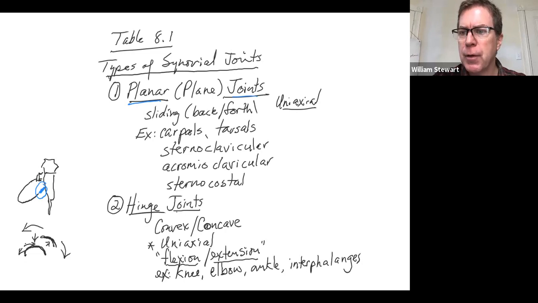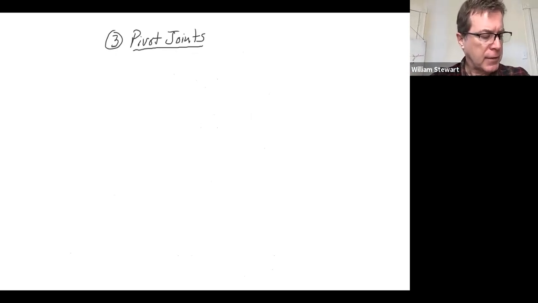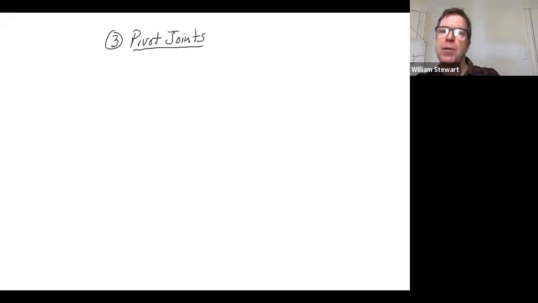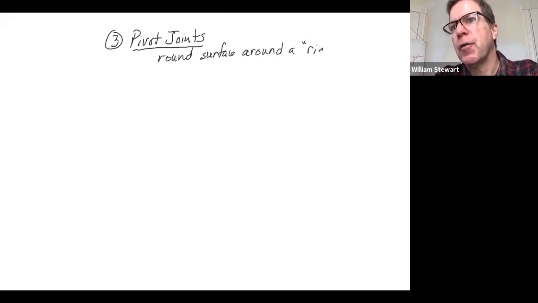I'm going to call up a new whiteboard to go to the third. Number 3, pivot joints. I just made a quick list on my notes before I started this. So again, this might not be in the exact same order as table 8.1, but they're all here. Pivot joints. Typically, a rounded surface in a pivot joint articulates around some sort of a ring. So I'm going to just write round. This is a description. Round surface moves around a ring type of surface.